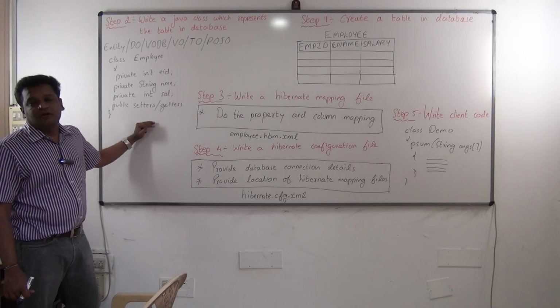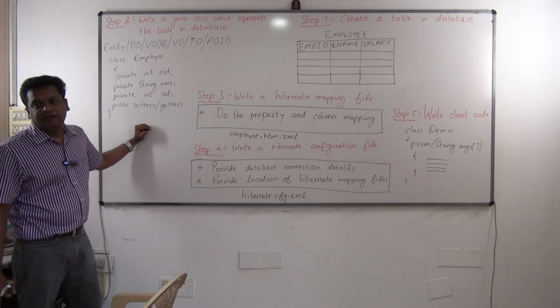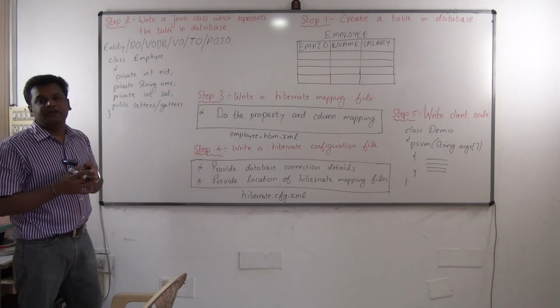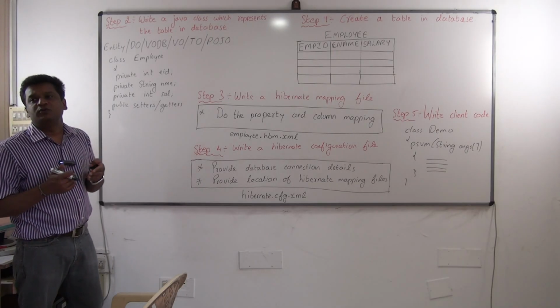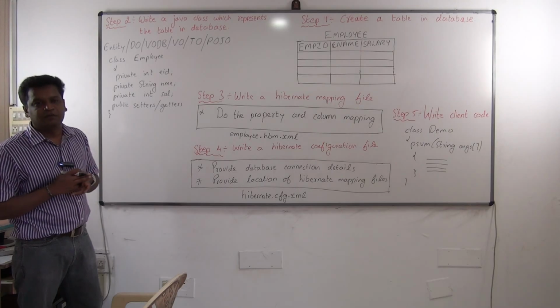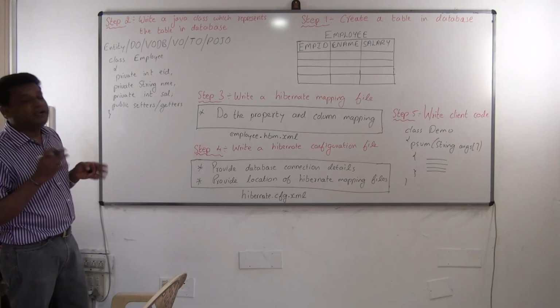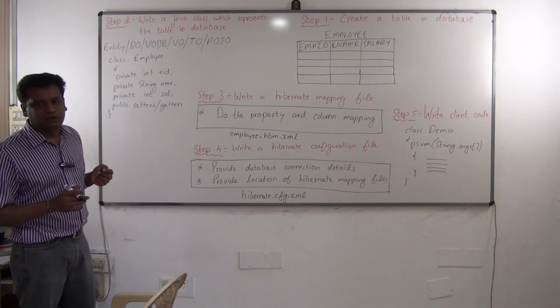Last class we saw how to insert a record into an Oracle database, and we used Hibernate to do it. So Hibernate is one persistent technology which can be used to do persistent operations, and using Hibernate we inserted a record into the Oracle database. In that example we actually learned one concept.